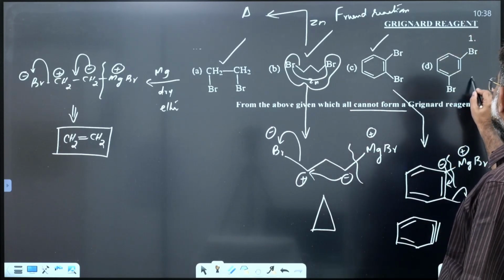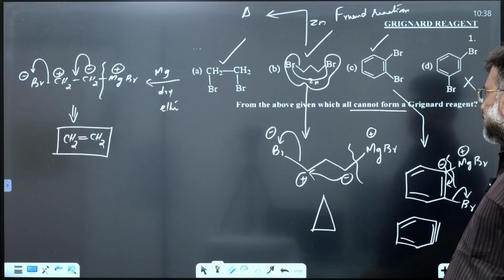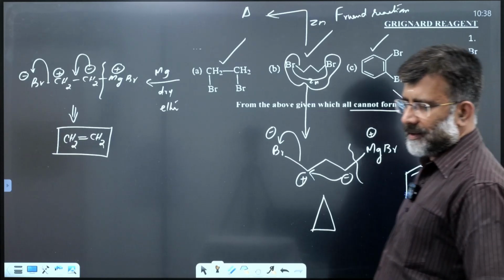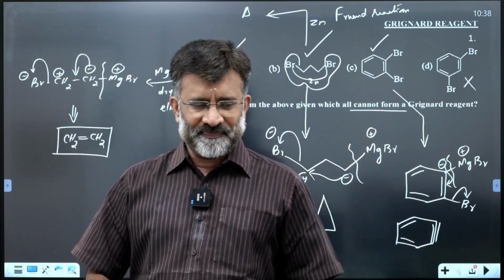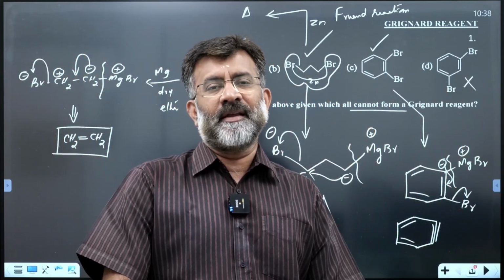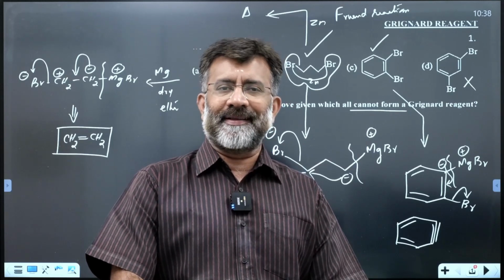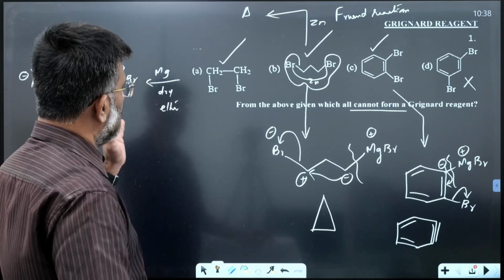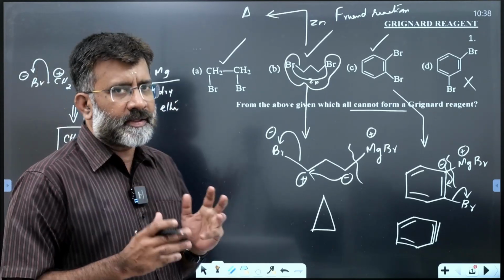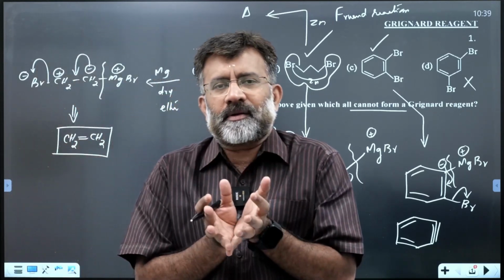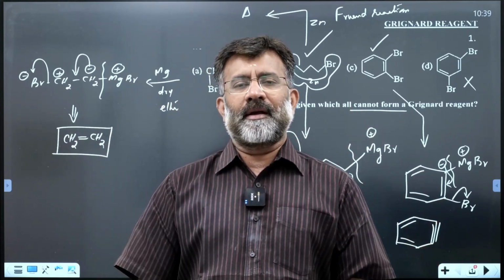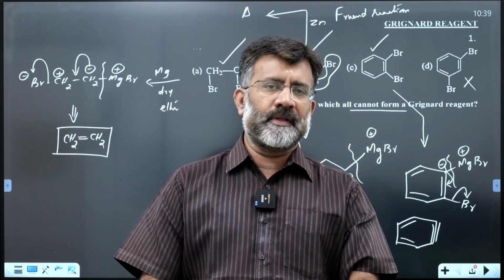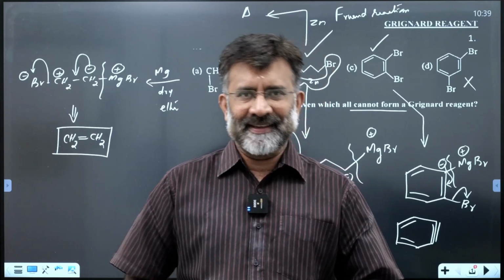While this is not the answer, as it can form Grignard reagent, since it is the 1,3 position. It is 1,3 position. It can form Grignard reagent. Right? So the answer for the question is A, B, C. This will be one part of a big question that comes in front of you in the IIT exam. Right? Next one.